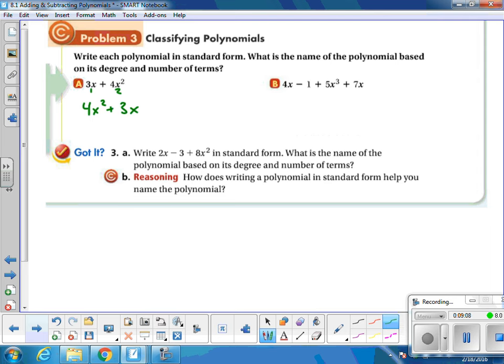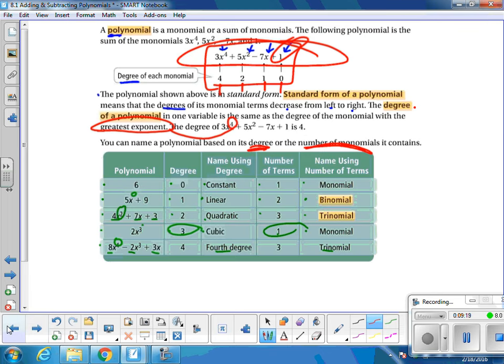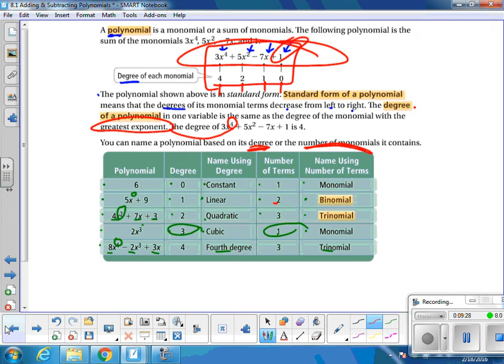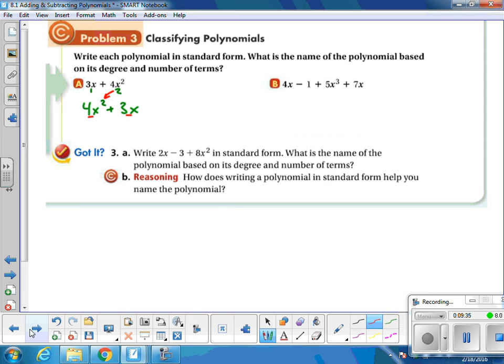Now this is indeed in standard form, and I want to name the polynomial. This guy right here, the highest degree is 2, and it has 2 terms. When I come back and look at my example, I have 2 terms and I've got a 2 as my degree. So I've got a quadratic binomial happening here. The 2 tells me it's quadratic and the 2 terms make it a binomial.